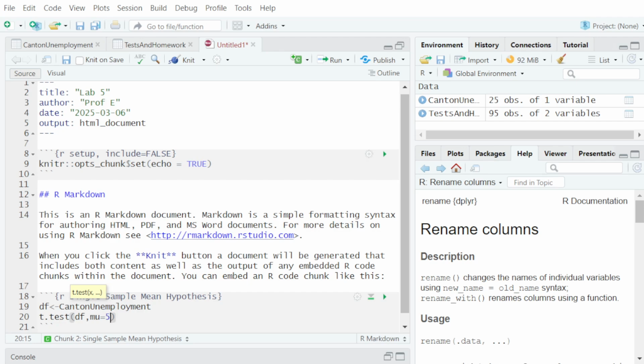Now, there are other options we could throw in. So, for example, I might want to specify what the alternative hypothesis is.